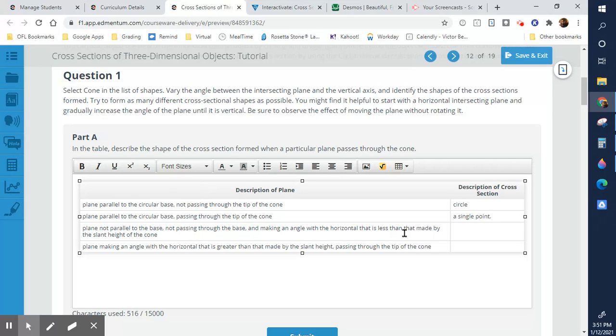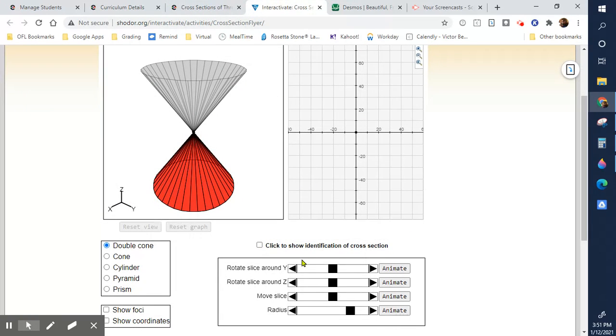Oops, let me move this down. Oh my God, I don't want to rotate it. I want to move it down. So what we're doing is we're changing the angle, but we don't want it to cut the base. If we cut the base, see how that's happening right there? So we definitely don't want that.